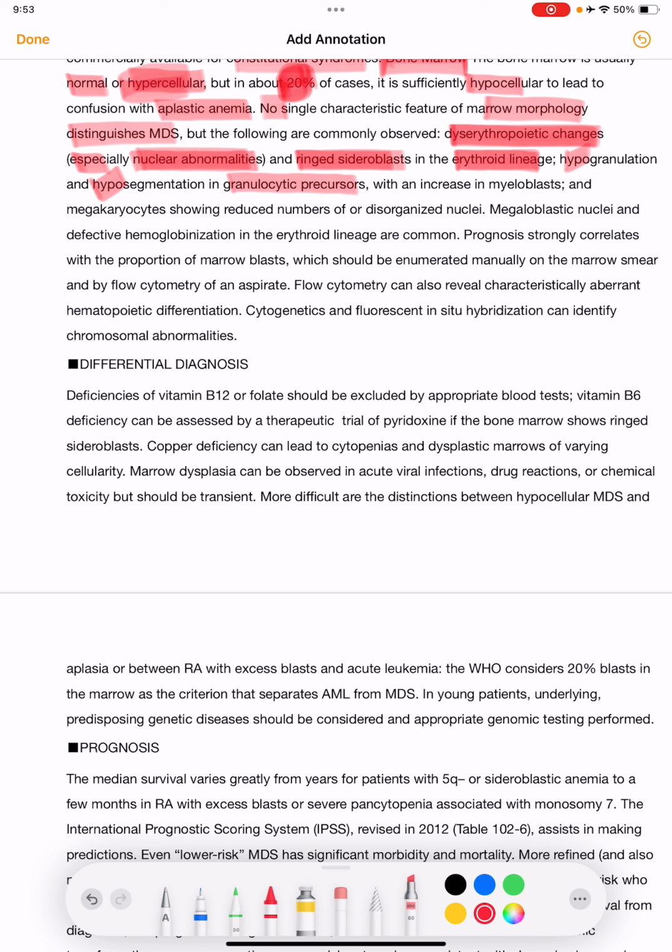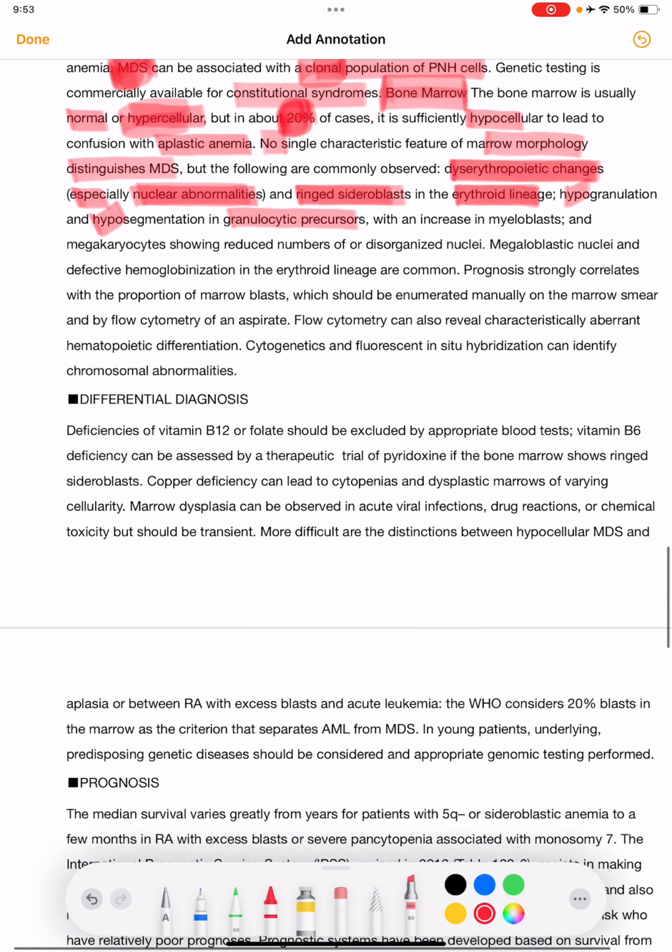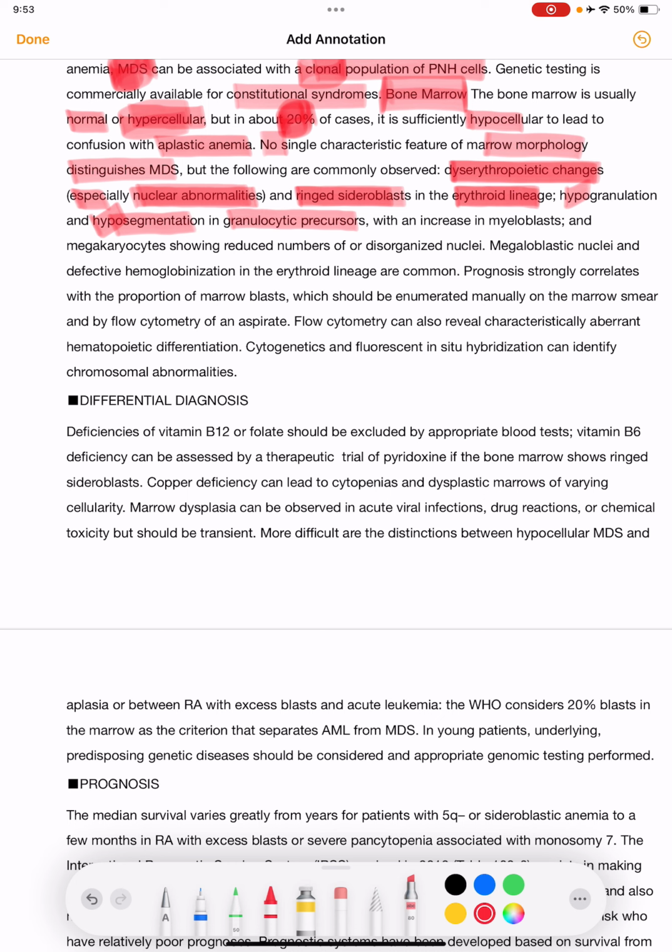with an increase in the myeloblasts, and megakaryocytes showing reduced numbers of disorganized nuclei. Megaloblastic nuclei and defective hemoglobinization in the erythroid lineage are common.